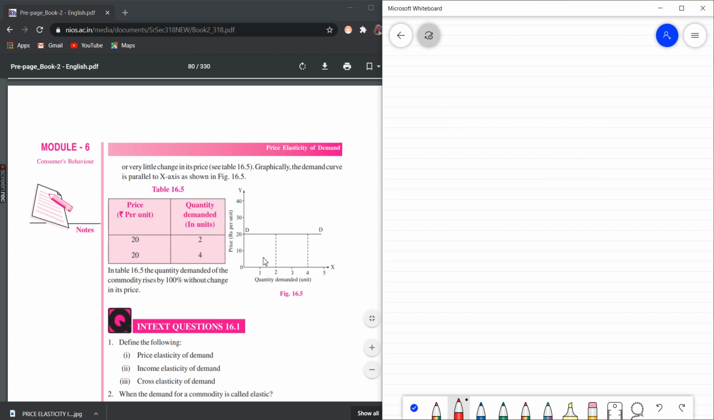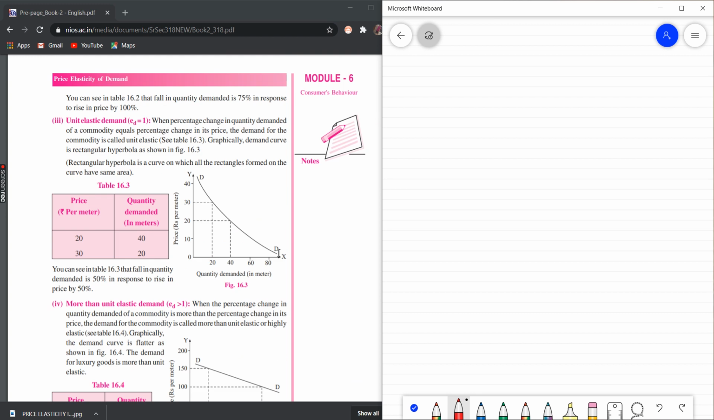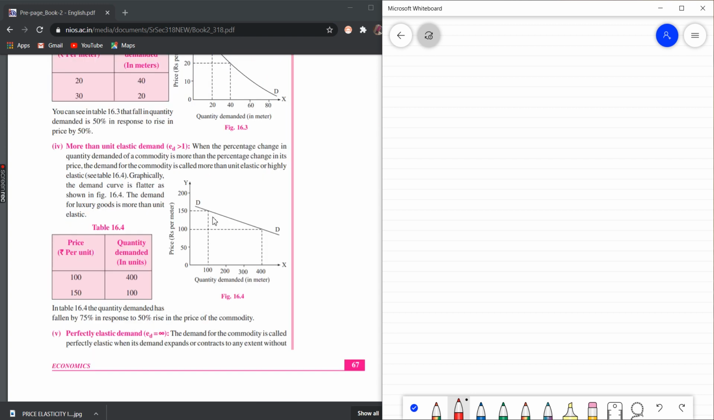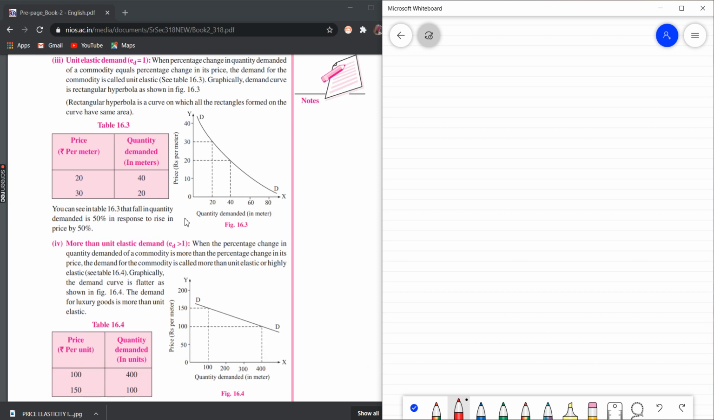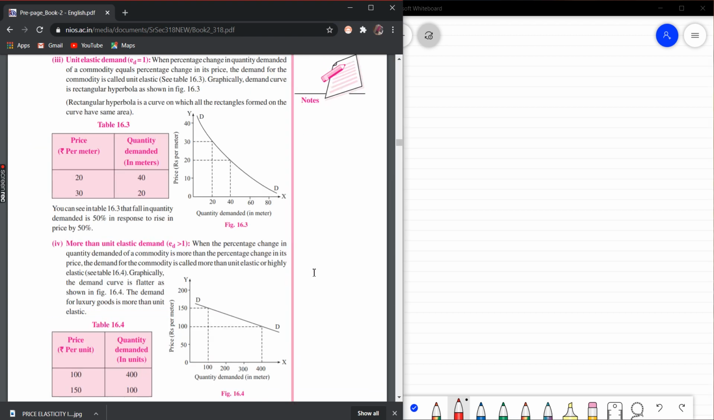So look at the diagrams too. When it is perfectly elastic, it will be parallel to the x-axis. When it is perfectly inelastic, it will be parallel to the y-axis. And when it's unit elastic demand, it will flow normally like a demand curve. And when there's more than unit elastic demand, it will be a demand curve that is somewhat flatter, and this one is steeper. Okay, so we can look towards it.